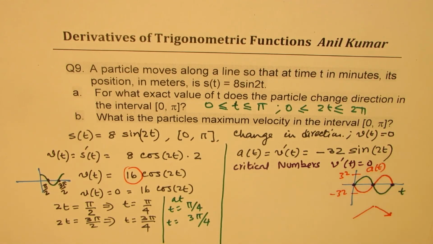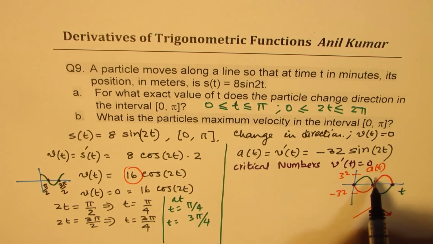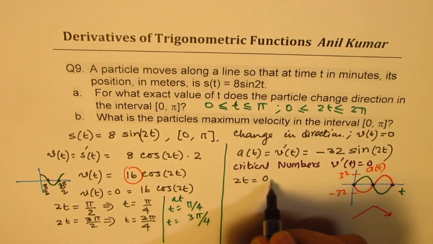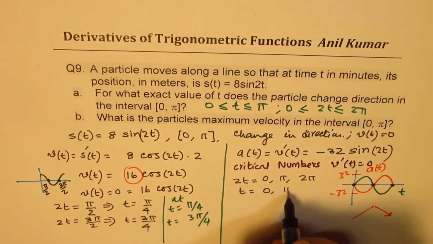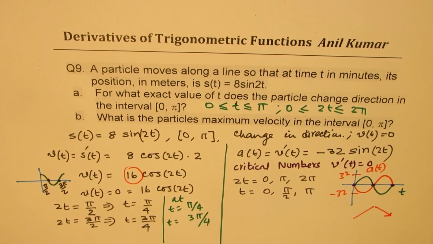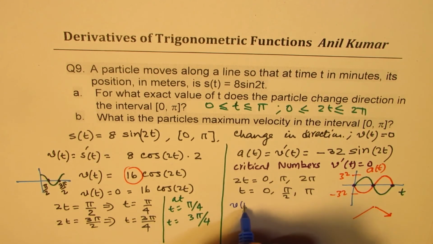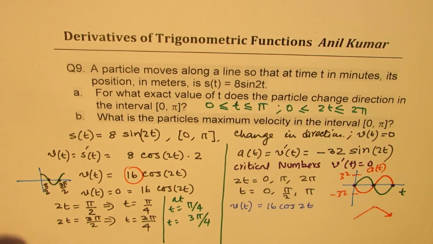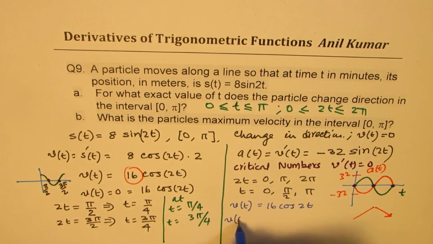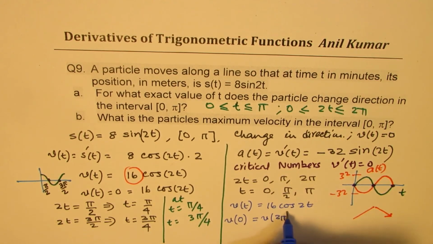Now here, the critical points for acceleration being 0 will be at 2t equals 0, pi and 2 pi. So these are the 3 critical points. So t equals 0, pi by 2 and pi. These are my 3 critical points in this particular case. So let's find the velocity at all the 3. We have velocity v(t) equals 16 cos 2t, right? If I substitute, for 0 and 2 pi, we'll get cosine as maximum, right? So we find that the velocity for 0 is equal to the velocity for 2 pi.